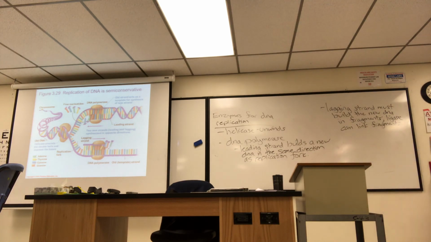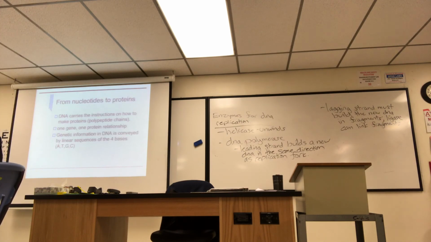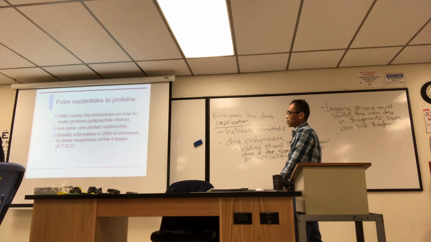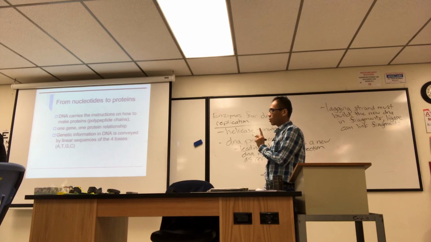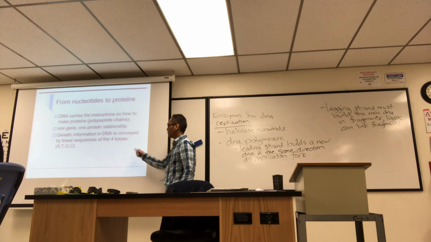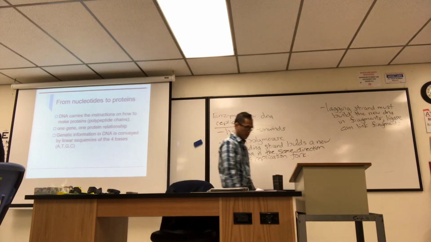So that's DNA replication. I want to spend much more time talking about DNA making protein. That's why it's there. Now we need to replicate it for mitosis, but this is really the function of it. To go from nucleotides to proteins, DNA will carry the instructions on how to make proteins. Pretty much you have one gene making one protein. That's usually the relationship. Genetic information in the DNA is conveyed in the linear sequences of the four bases, A, T, G, C.